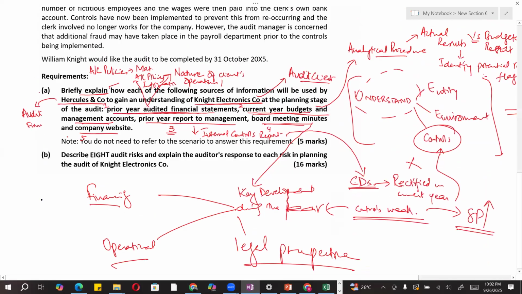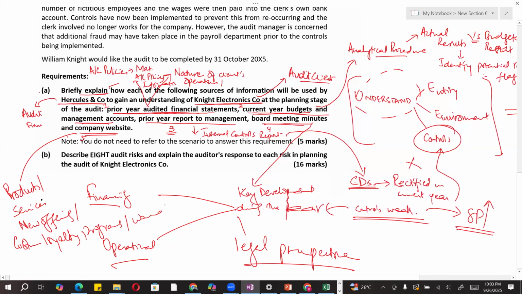Then comes in the company website. Why would the auditor look at the company website? A company website could tell the auditor about the company's products, about the company's services, any new offerings, any customer loyalty programs introduced, for example, right? Any warranties, for example, being given. So you get to know more about the business operations.